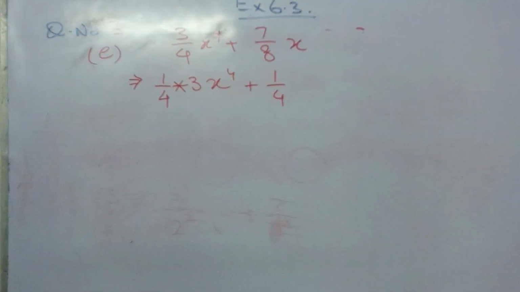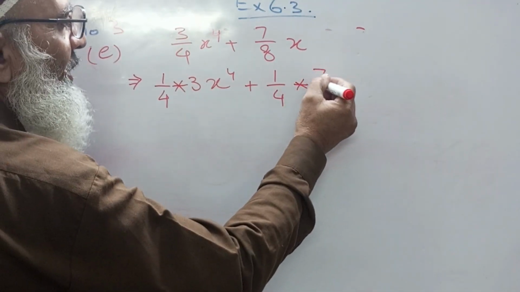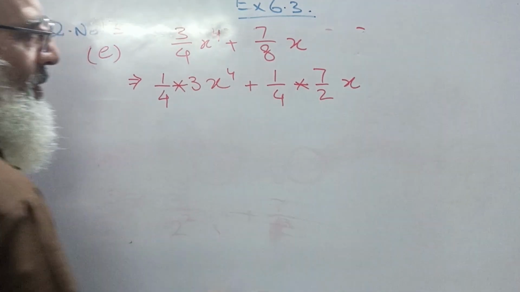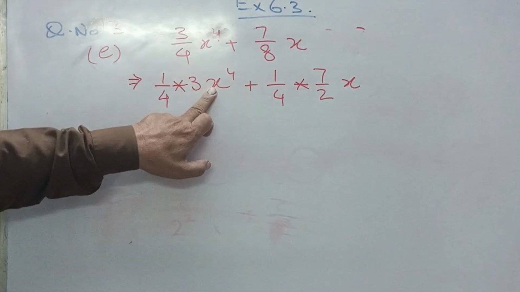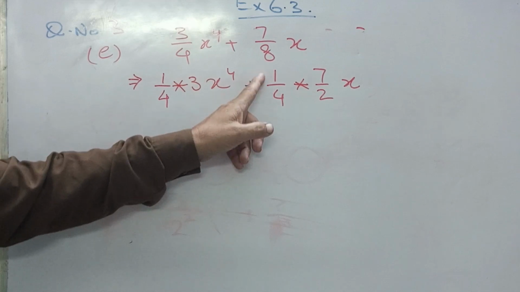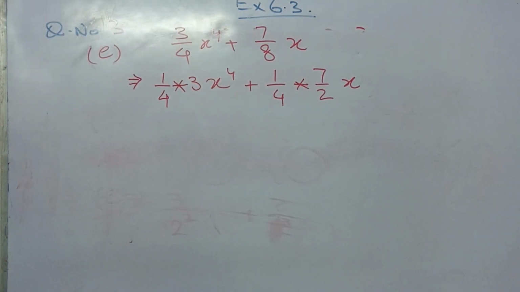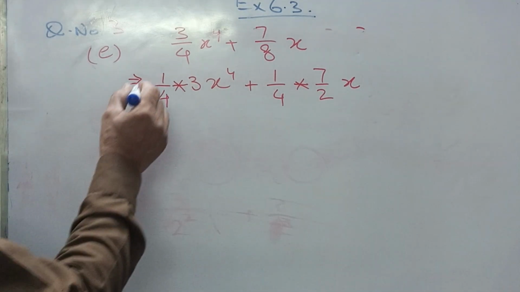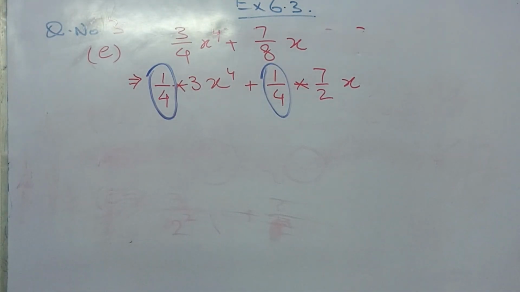Okay, now again 1/4 multiplied by 7/2 x. Is it correct? 1/4 multiplied by 3 x^4, it is one and the same thing, 3/4 x^4, and 1/4 multiplied by 7/2 x. Now what is the common? Can you see the common in between the two? Yes, you can see the common in between the two, and it is very easy to find. This is the common over here and this is the common over here.